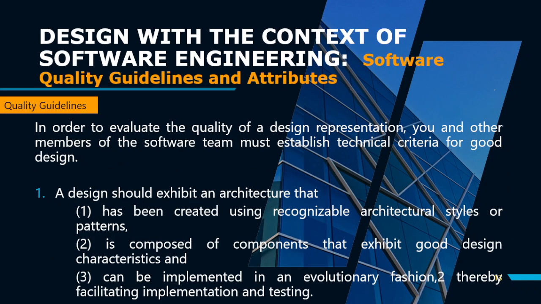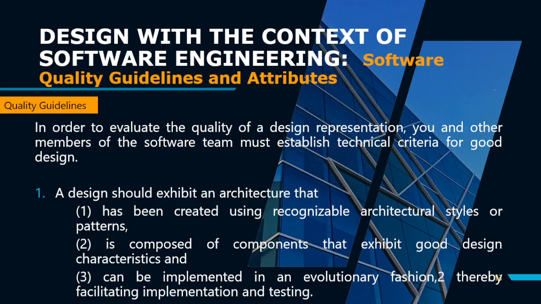So here are a few quality guidelines, which whoever is developing the system should follow. The first one is that a design should exhibit an architecture that has been created using recognizable architectural styles or patterns. That means already existing architectural styles or patterns should be used to exhibit the design of the architecture. The architecture is composed of components that exhibit good design characteristics, so whatever components are in your architecture should follow good design principles.